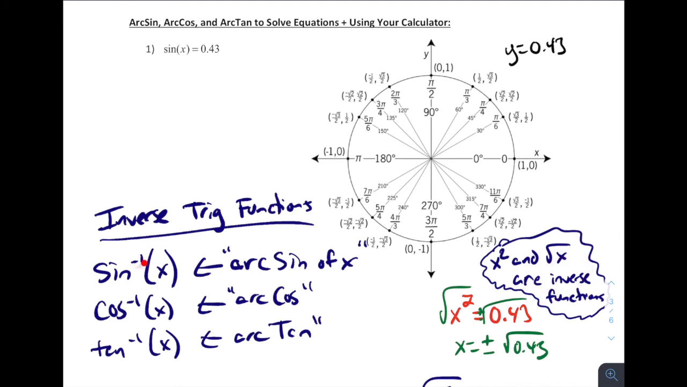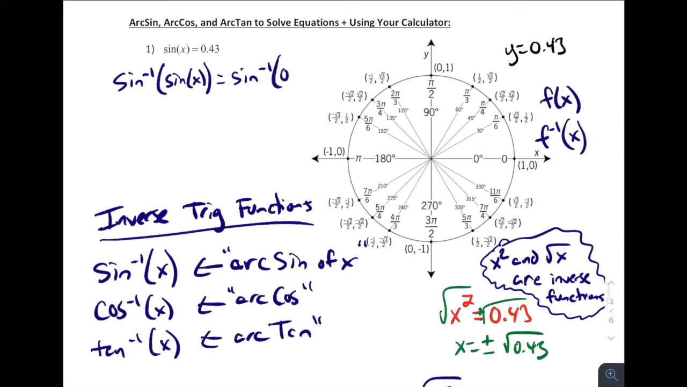Now, for those of you who remember your inverse rules from last year, from Honors Algebra 2 and Algebra 2, you might remember that little -1 is a symbol that means inverse. If I'm talking about a function f of x, the inverse function is often written with this little -1 to represent that it is the inverse of that function. So these are little symbols telling us that we're actually talking not about sine, cosine, and tangent, but their inverses. How does that work algebraically? Well, I'm going to take the arcsine of both sides of this equation. Since arcsine and sine are inverses of each other, they cancel each other out on that side of the equation, leaving me with just the x over here, which means that x is going to be equal to whatever the arcsine of 0.43 is.